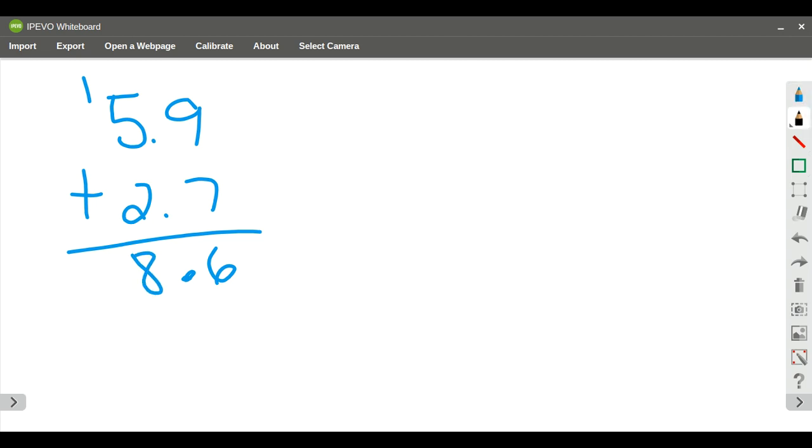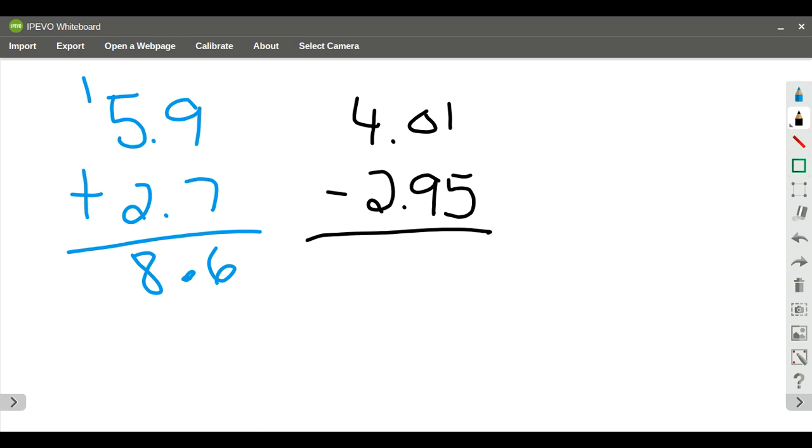The next value that I have is 4 and 1 hundredth, subtracting 2 and 95 hundredths. Notice that when I wrote this problem vertically, I made sure that my place values were lined up because both values went out to the hundredths place value. I didn't have to add any placeholders. And then I subtract. I need to regroup across the 0. So 4 becomes a 3, 0 becomes a 10, and then 1 becomes 11. 11 subtract 5 is 6. 9 subtract 9 is 0. And then 3 subtract 2 is 1. So my answer is going to be 1 and 6 hundredths.